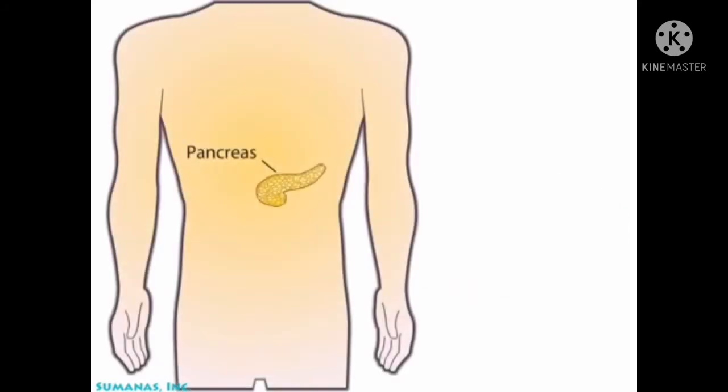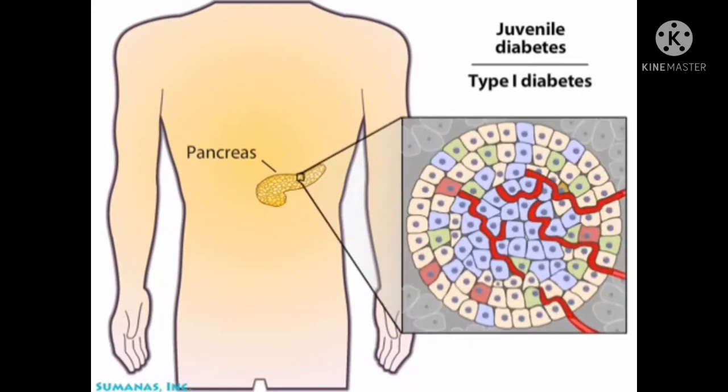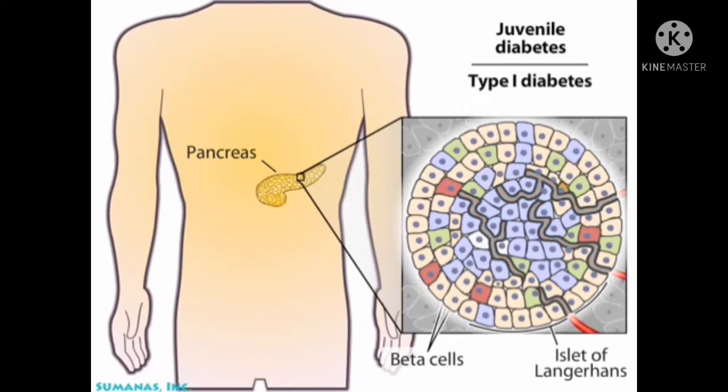Embryonic stem cell technology has the potential to treat conditions such as diabetes, Parkinson's disease, and spinal cord injury. Consider juvenile diabetes as an example. In this disease, also known as type 1 diabetes, the immune system destroys insulin-producing cells of the pancreas. Insulin-producing cells, called beta cells, are normally found within cell clusters called islets of Langerhans.